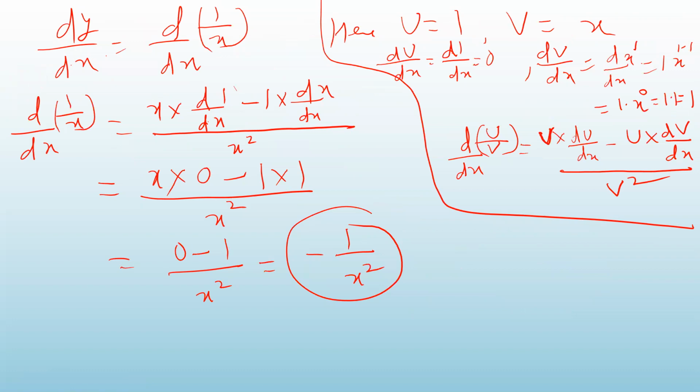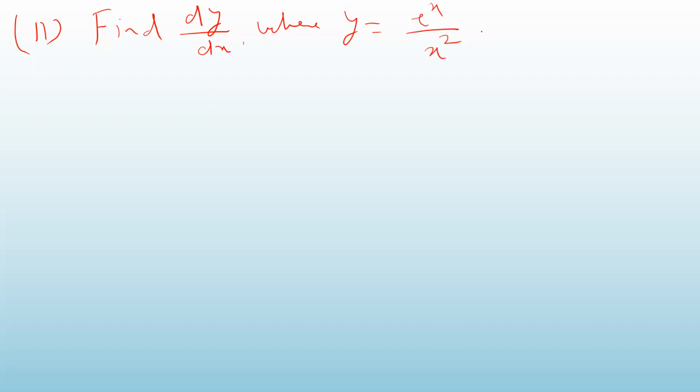Now let us take another problem. Find dy by dx where y is equal to e raised to x upon x square. So here u is e raised to x and v is x square. This numerator you call it as u, the denominator you call it as v. You have to apply the rule for u upon v.